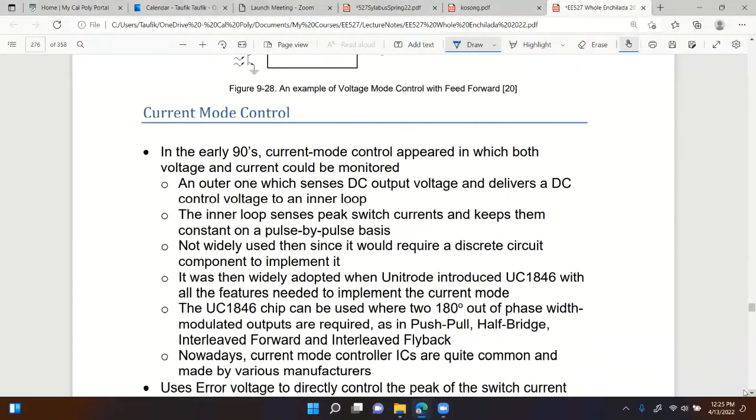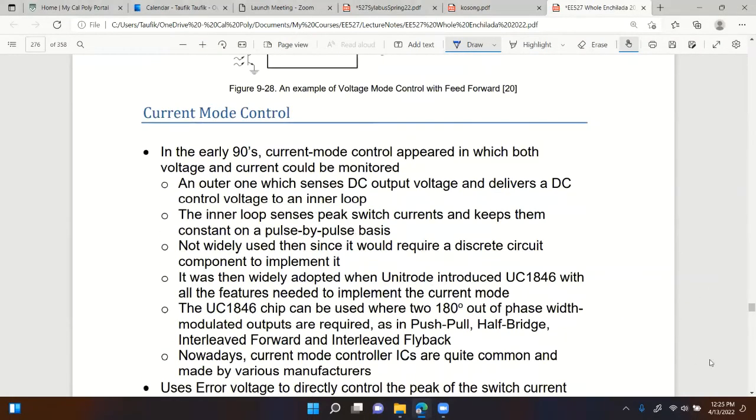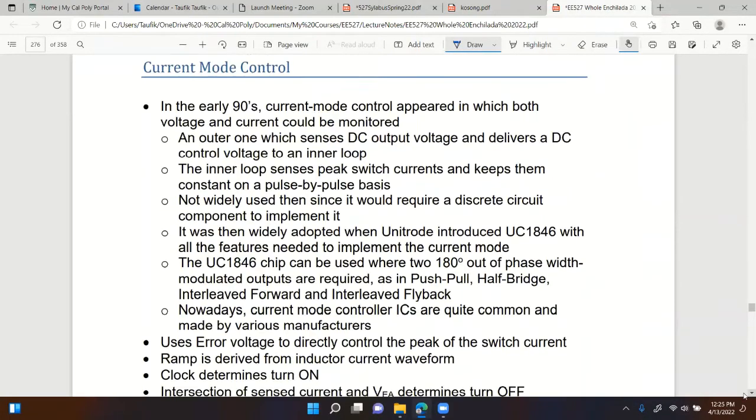So today we'll start going over the current mode control. And the second technique will be current mode control. There's a bit of history behind this. In the early 90s, current mode control appeared, in which both voltage and current could be monitored.